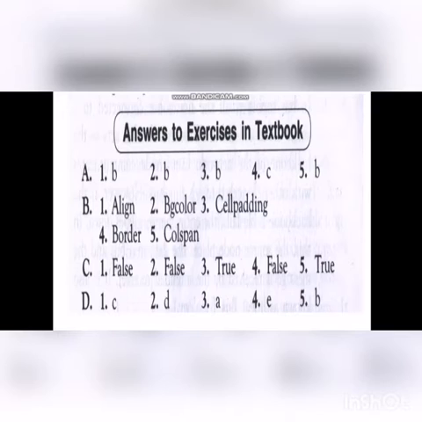You see answers to your book exercise. First one, multiple choice question. Which attribute is used to put more space around each cell? Each cell means that rectangular box in a table. For that the answer is option B, cellspacing. Cellspacing gives more space around each cell.